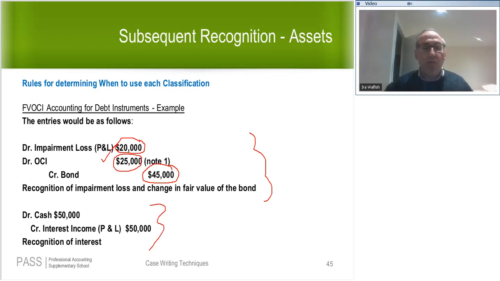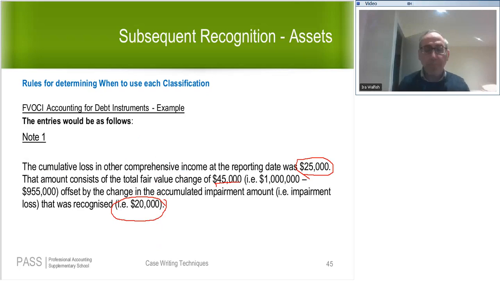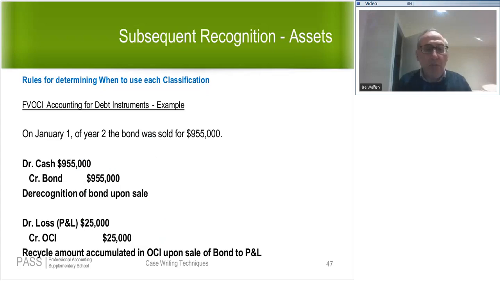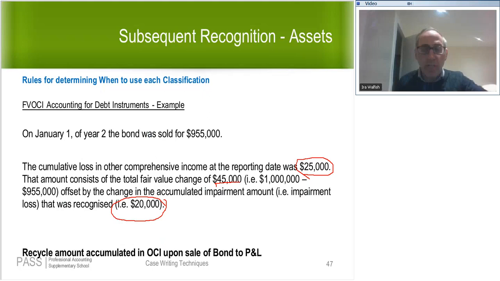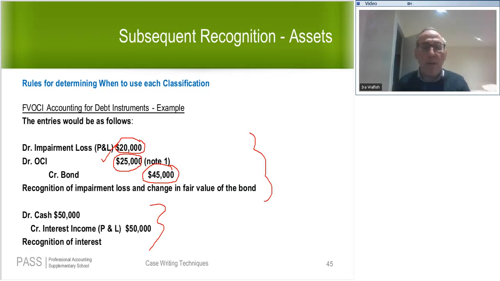Now, let's assume that on January 1st of year 2, the bond is sold for $955,000. So bottom line is we had already revalued the bond at $955,000 at the end of year 1, because at the end of year 1 we credited the bond $45,000. So we reduced it from $1 million to $955,000. So by the end of year 1, the bond is sitting at $955,000. If we then sell the bond for $955,000, we have no gain or loss, right? $955,000 minus $955,000 is 0. So initially, you don't see any gain or loss here.